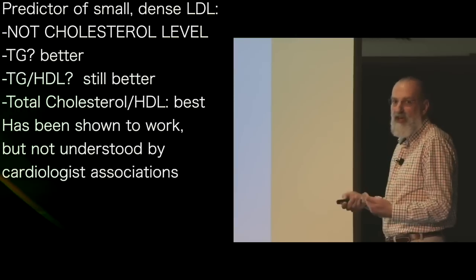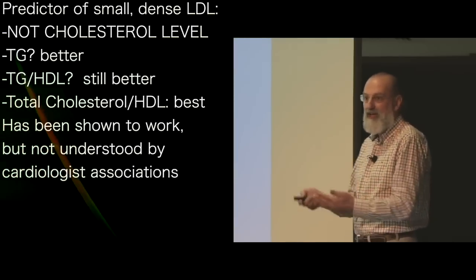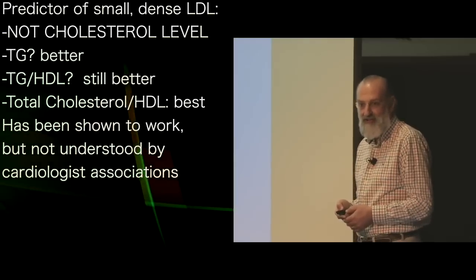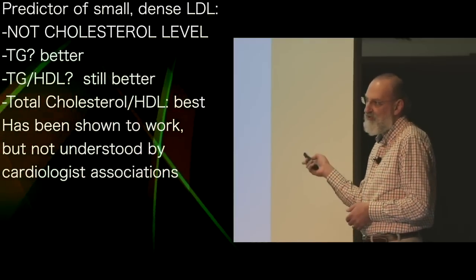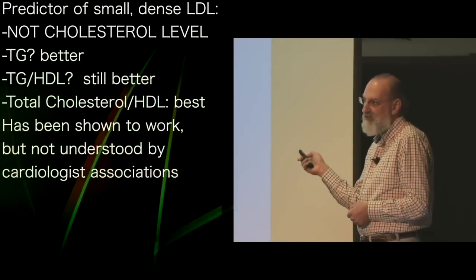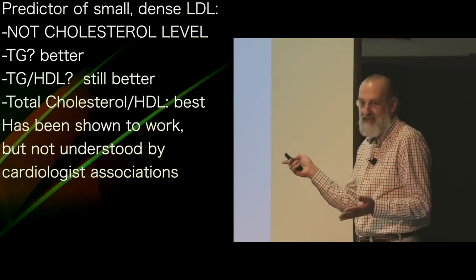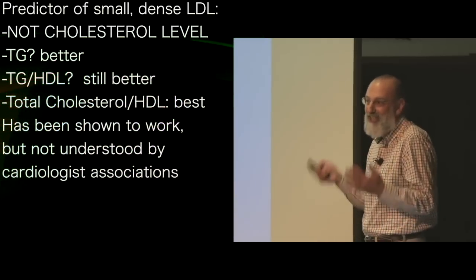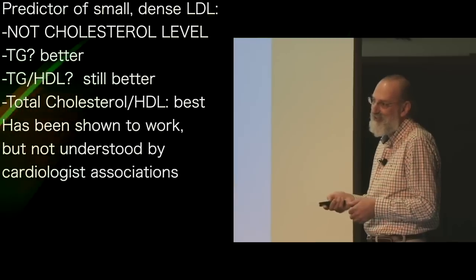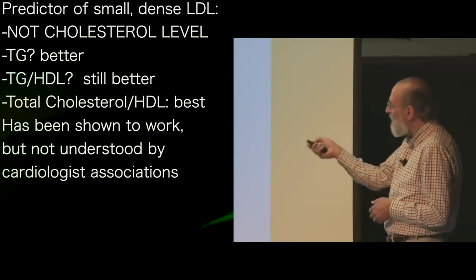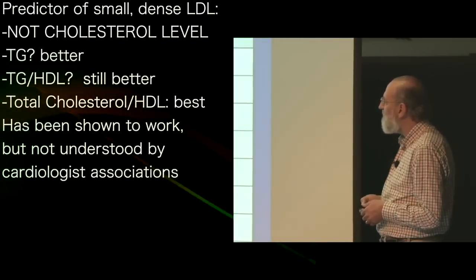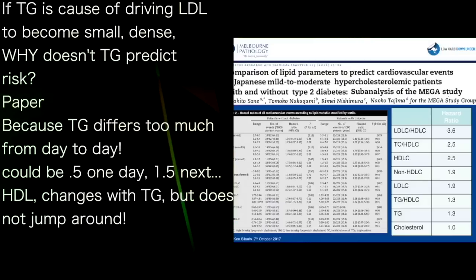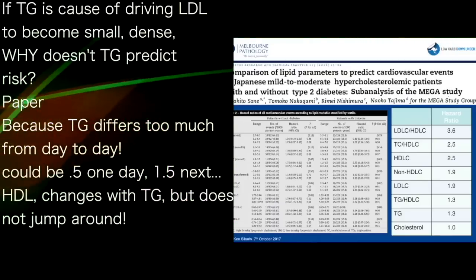Now, a lot of people don't like that ratio because that's the one the cardiology societies promote. They promote it because it works at predicting risk. They're not promoting it because they understand it, but they know that it works. They don't know what to do about it, they don't understand why it happens, but they're forced to use it. But I'm telling you, what it predicts is small dense LDL. So these ratios somehow magically predict small dense LDL.